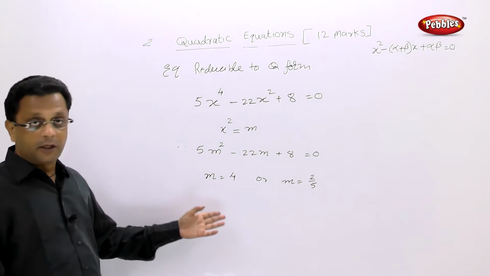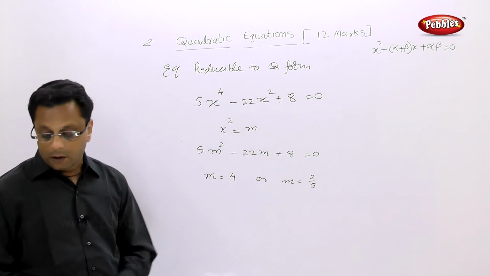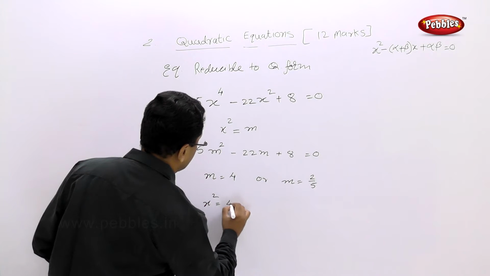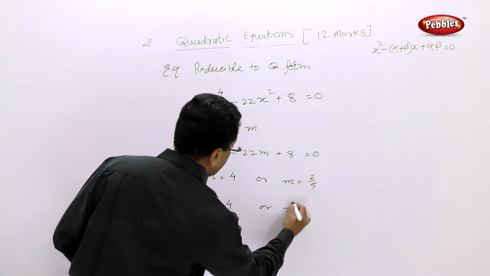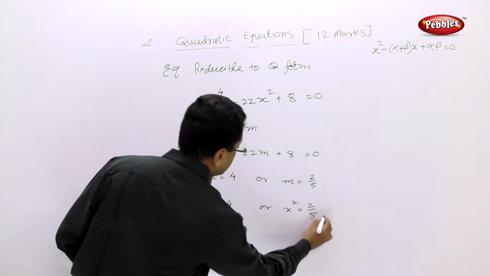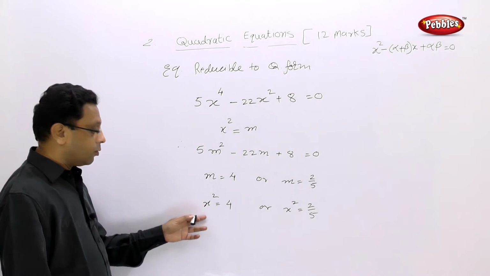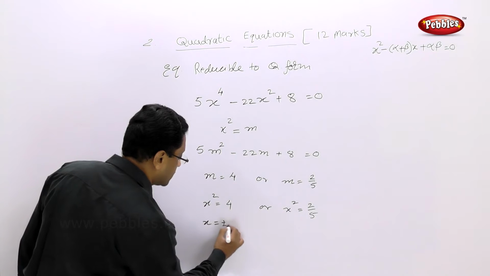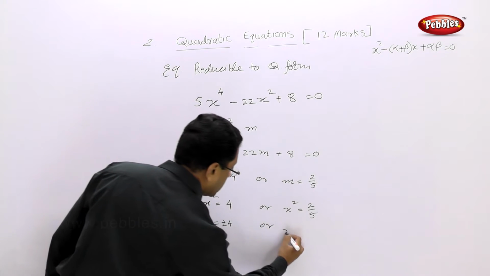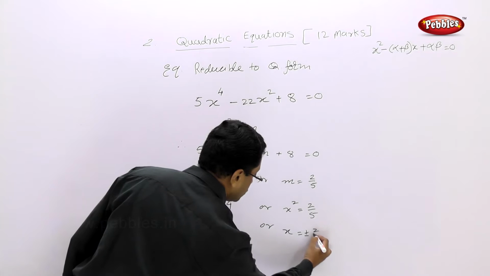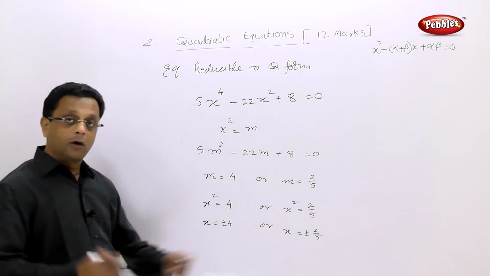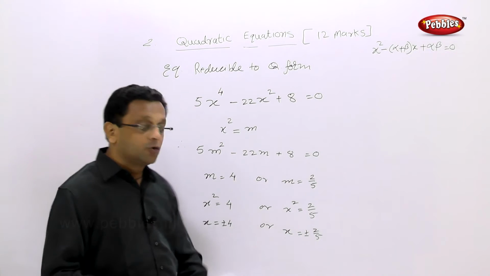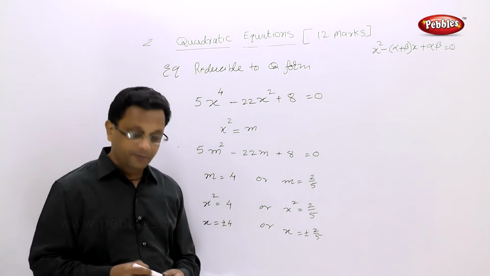Now this is the intermediate step. We have to find the value of x. Now we have x square is equal to 4, or x square is equal to 2 by 5. Taking roots, x is equal to plus minus 4 square root, or x is equal to plus minus root of 2 upon 5. So now we have got 4 roots.